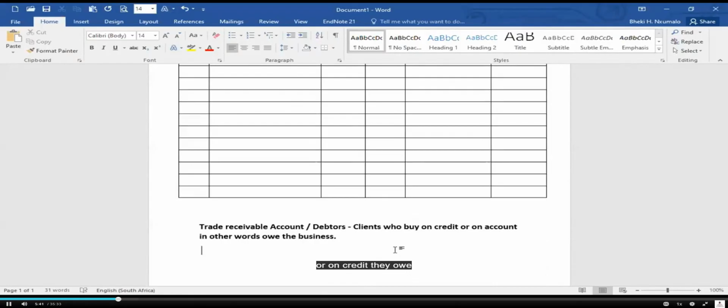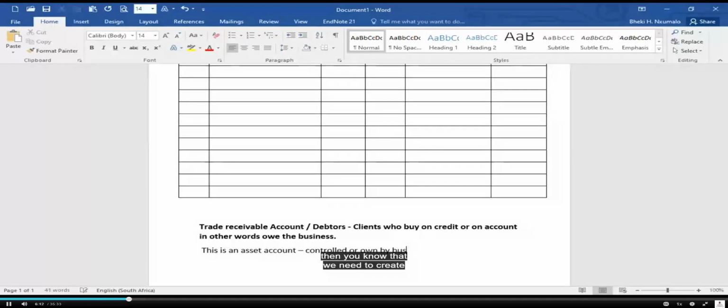If they owe the business, let me also say this is an asset account. It's classified as an asset. An asset account must be controlled, or owned, by the business because it's an asset.